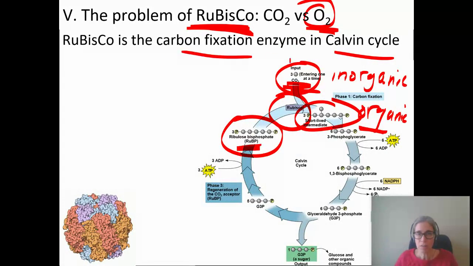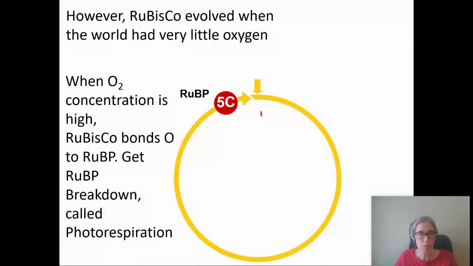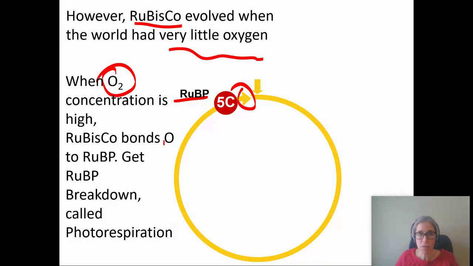So Rubisco is the carbon fixation enzyme in the Calvin cycle. That's what it's supposed to do. It normally binds to the carbon dioxide. And so carbon dioxide is the optimal substrate along with RUBP. And it builds sugars, right? That's photosynthesis. That's what it's supposed to be doing. But unfortunately, Rubisco evolved when there was very little oxygen in the atmosphere. So if there's a lot of oxygen around, Rubisco can bind to oxygen instead of to carbon dioxide. And that breaks down glucose, that breaks down sugars, which is called photorespiration instead of photosynthesis.